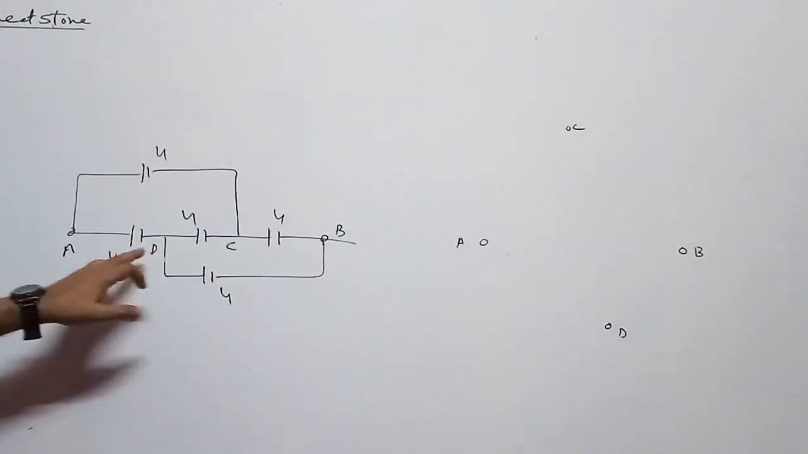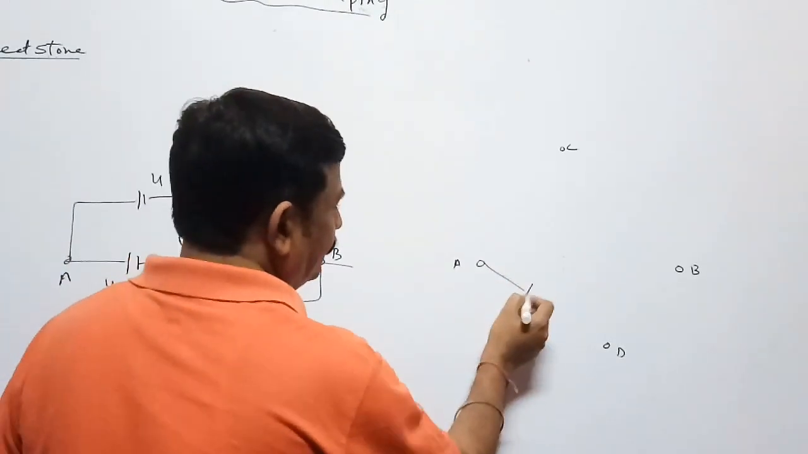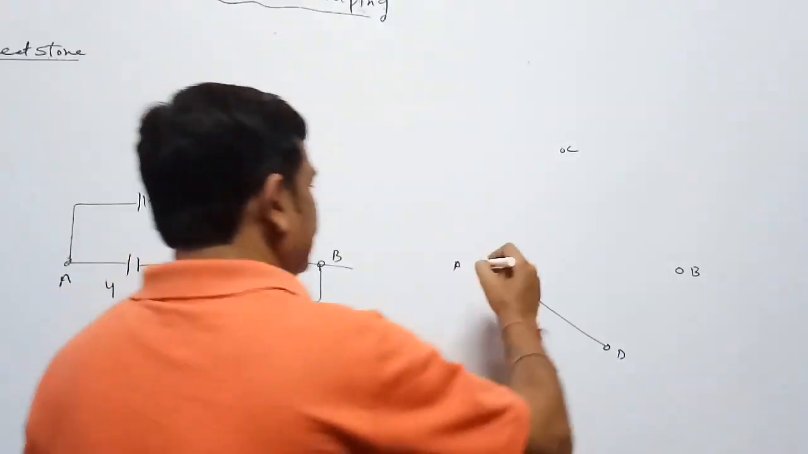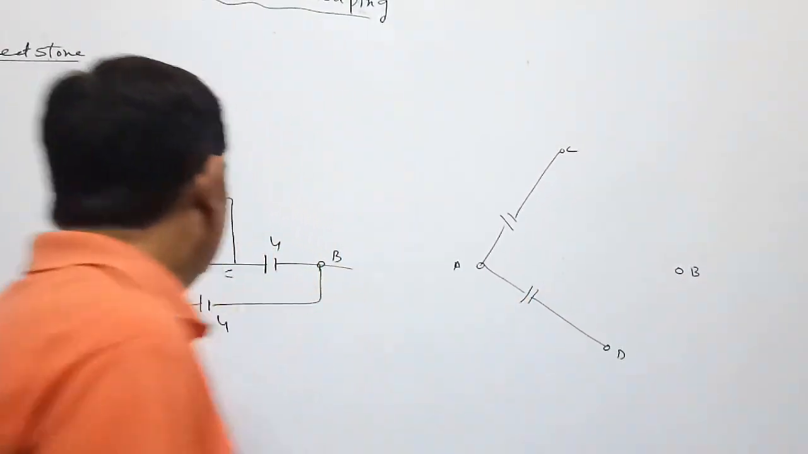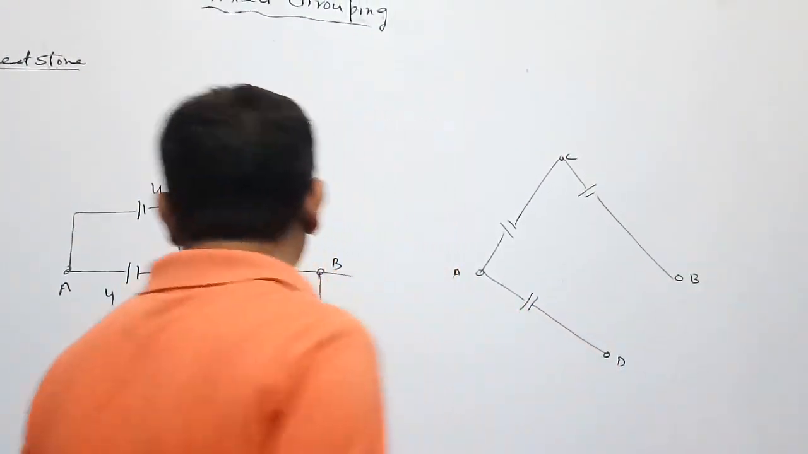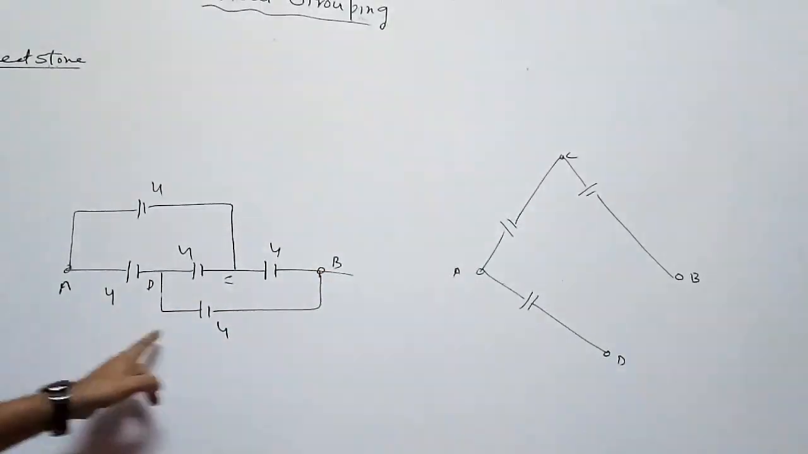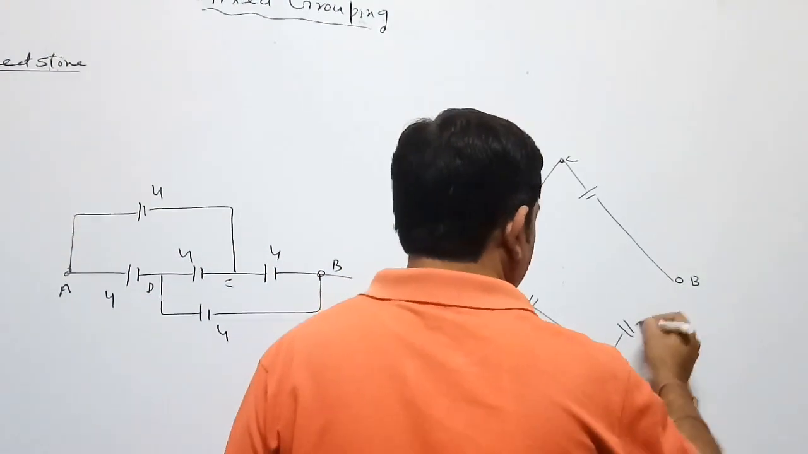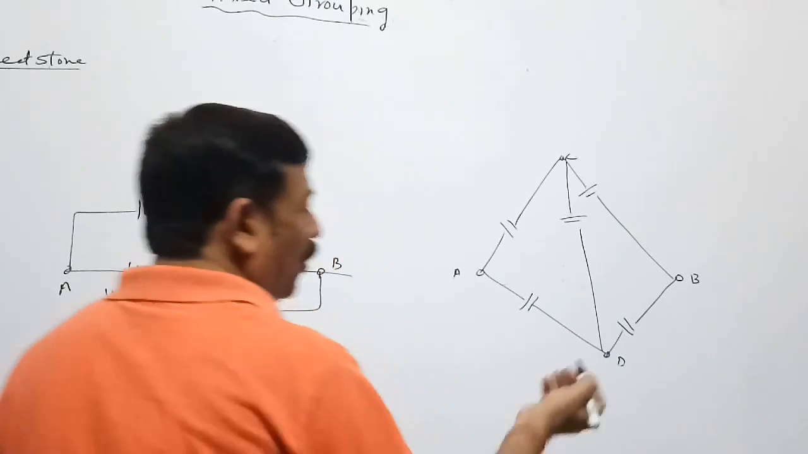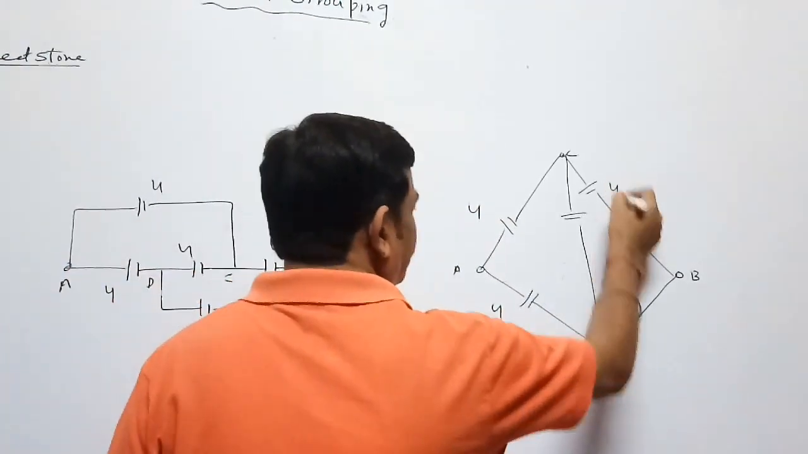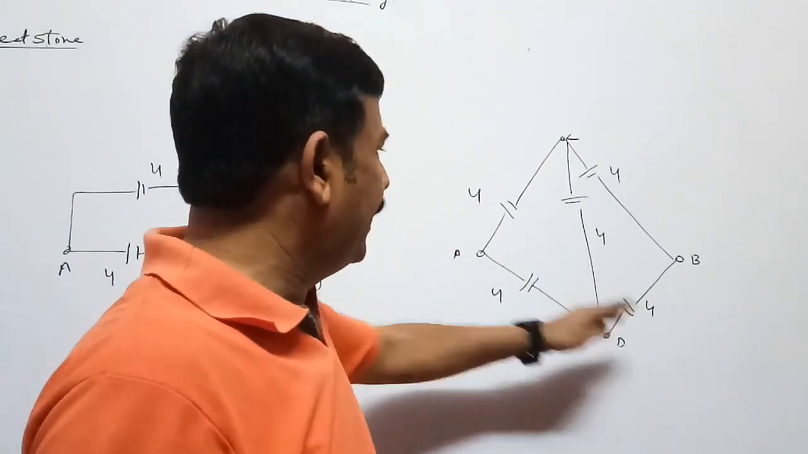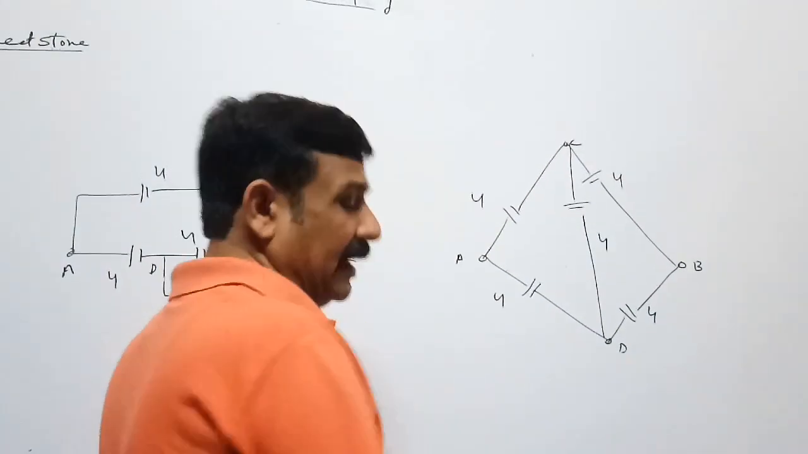Now between A and D, a capacitor of 4 farad is connected. Between points A and C, a capacitor of 4 farad is connected. Between C and D, a capacitor of 4 farad is connected. Between D and B, a capacitor of 4 farad is connected. Between C and B, a capacitor of 4 farad is connected. Now you can say that this is a Wheatstone bridge, and as across either side of the diagonal arm the ratios are equal, it means the bridge is balanced.